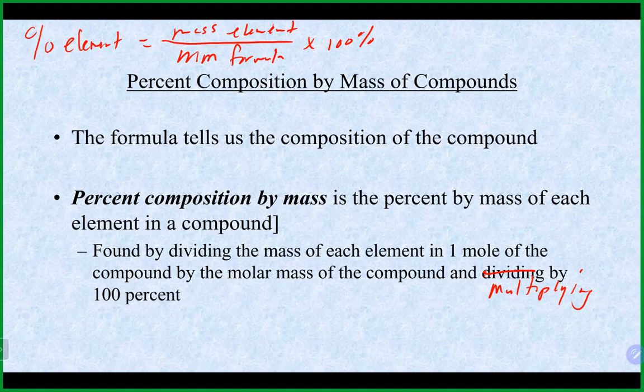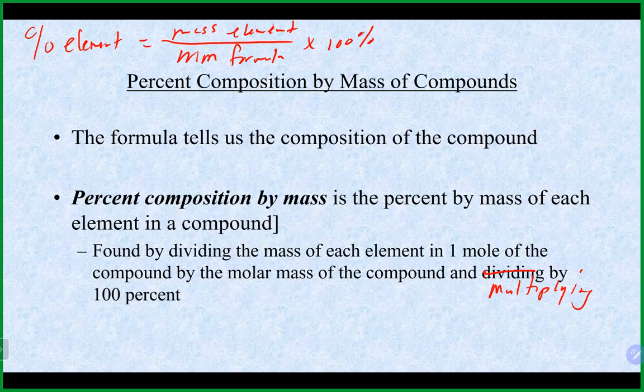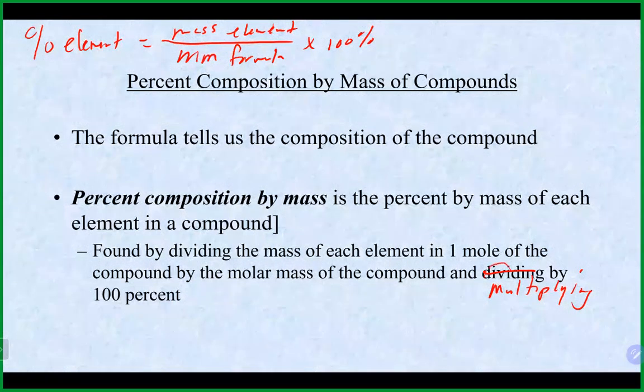Kind of very similar to how we figured out the percent of water in those hydrates the other day. We took the mass of the water divided by the mass of the entire compound. Here we're just going to take the mass of each element and divide it by the mass of the entire compound. And obviously to turn it into a percentage, we want to multiply by 100 in this case.